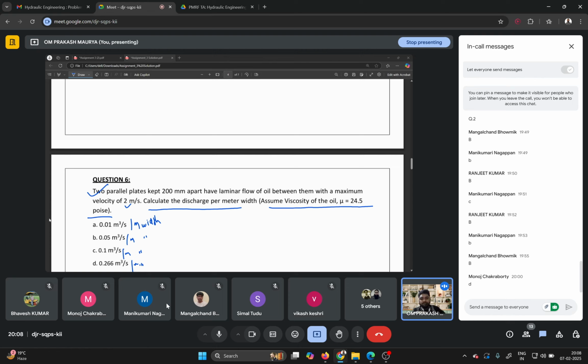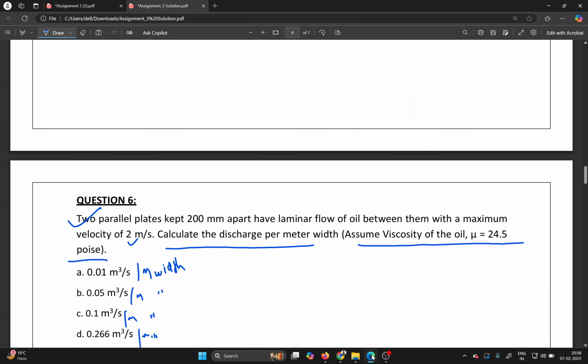Okay, let me discuss. So here are two parallel plates, remember, like that. Two parallel plates, you can think. The distance between these two parallel plates is 200 mm, that is 0.2 meter. And viscosity is given already, 24.5. Calculate the discharge per meter width.